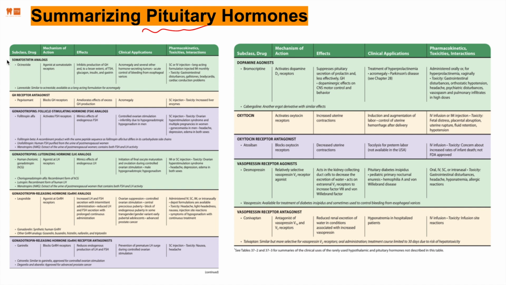But so far we talked about somatostatins, growth hormone antagonist, gonadotropin FSH, gonadotropin LH, gonadotropin releasing hormone. Gonadotropin releasing hormone antagonist is also another category here. Dopamine agonist. Why do we need dopamine agonist? Well, it plays a role in the prolactin cycle. Oxytocin receptor antagonist. So when you want to prevent uterine contraction. And lastly, vasopressin family as well.